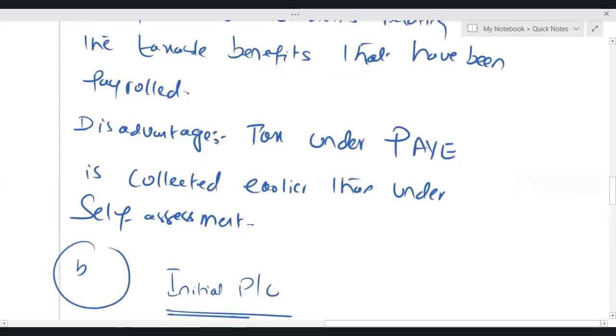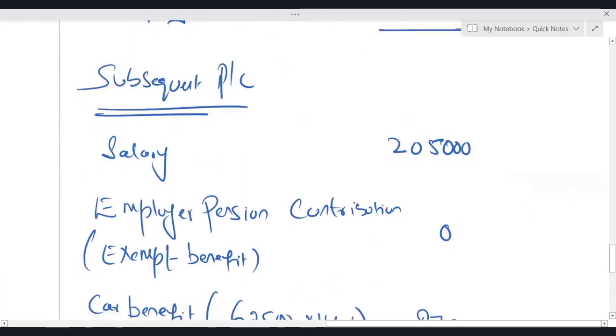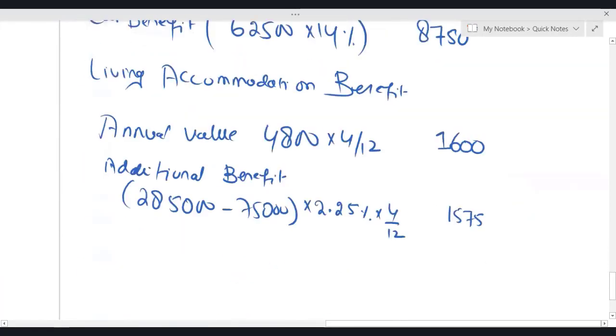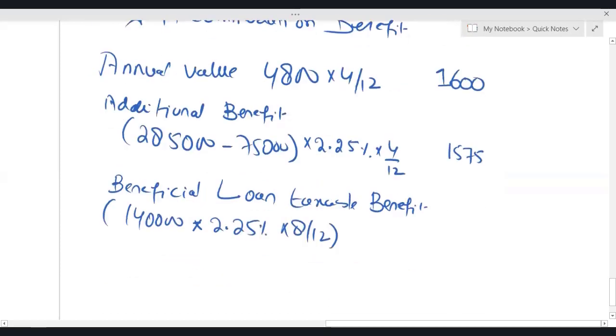Because the loan is interest free and no loan repayment is required by Jason. So simply take the beneficial loan taxable benefit. Amount of the loan is 1,40,000 into official rate is 2.25%, 8 upon 12.